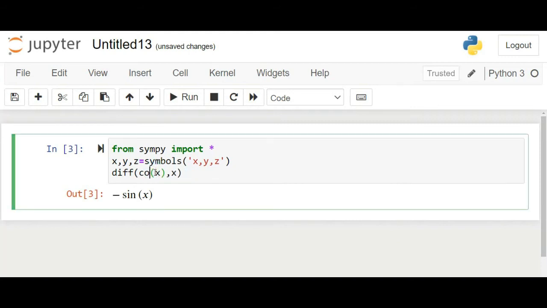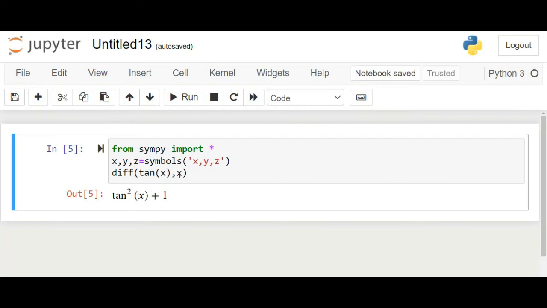The derivative of sine, we know that it is cos x, so our answer should be cos x in this case. So you can see on the screen this is cos x. Similarly, if we change to tan x, then the derivative of tan x with respect to x is tan square x plus 1, which is also called secant square. So we should have a little bit of introduction about trigonometry when we are talking about calculus.